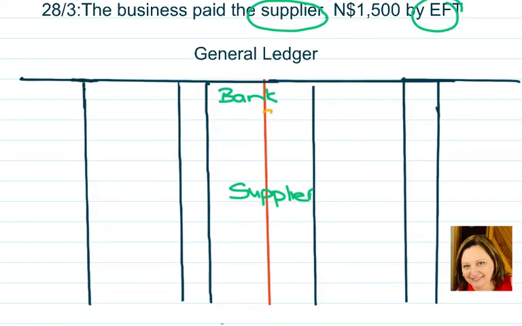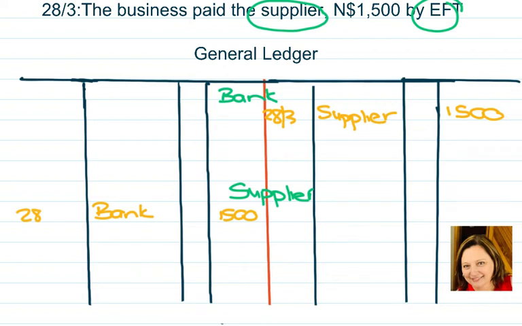And my date is on the 28th. My details, the contra account is supplier, and my amount is 1,500. Let's look at the double entry, my other account, 1,500 my amount. I got the money from the bank to pay the supplier, and my date is 28th of March.